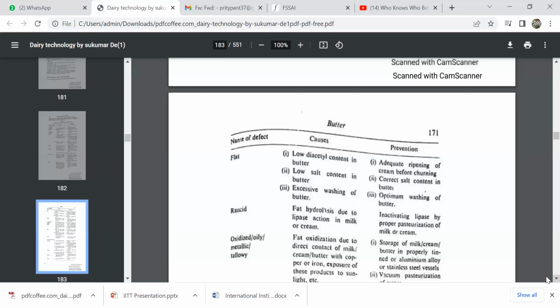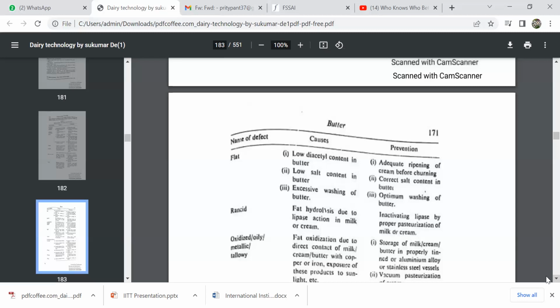फिर नेक्स्ट डिफेक्ट इज द ऑक्सीडाइज्ड ऑयली मेटालिक और टेलॉइड फ्लेवर. इट इज ड्यू टू ऑक्सीडेशन ऑफ फैट ड्यू टू डायरेक्ट कॉन्टैक्ट ऑफ मिल्क, क्रीम और बटर विथ कॉपर और आयरन, या फिर एक्सपोजर ऑफ दीज प्रोडक्ट्स टू डायरेक्ट सनलाइट.